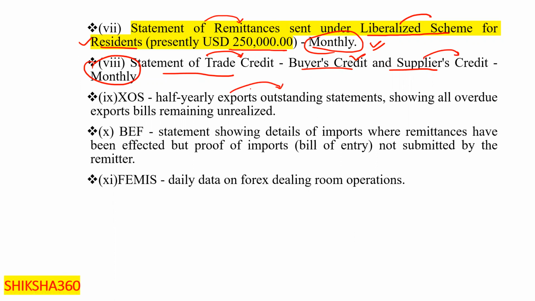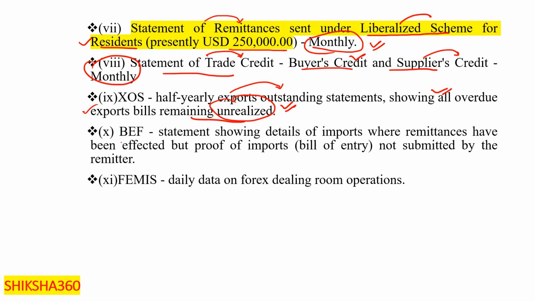This is the half yearly export outstanding statement. It shows all overdue bills which are not realized. So the half yearly export outstanding statement shows all overdue export bills remaining unrealized. Next one is BEF.